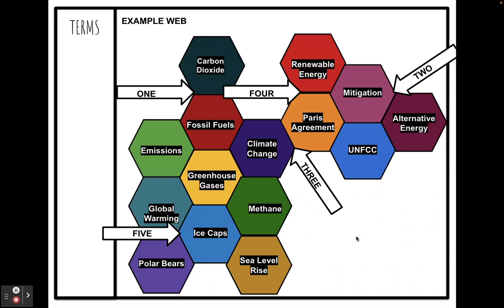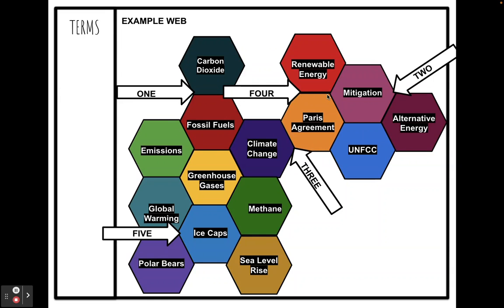This was from a science class. Yours might have a shape that ends up like this, or it might not. Here's how you do this. You're going to have a hexagon and you're going to add a word to it, and then you're going to figure out what other ways you could connect that word to another word.